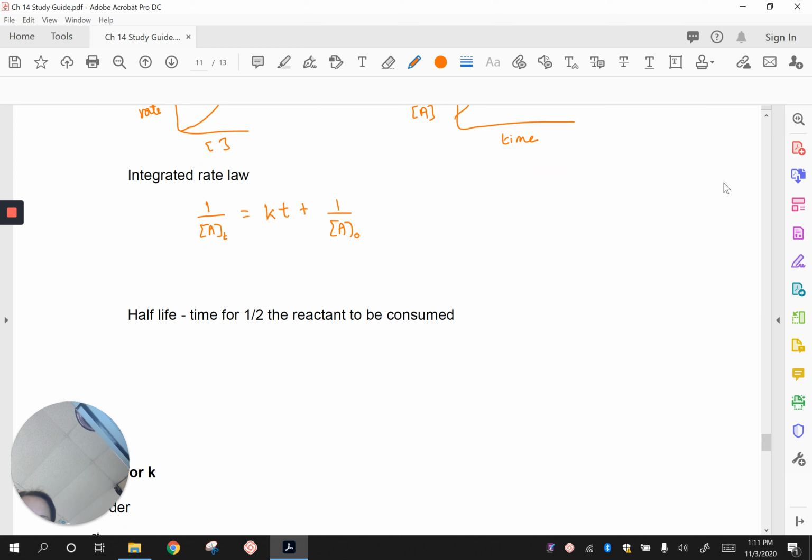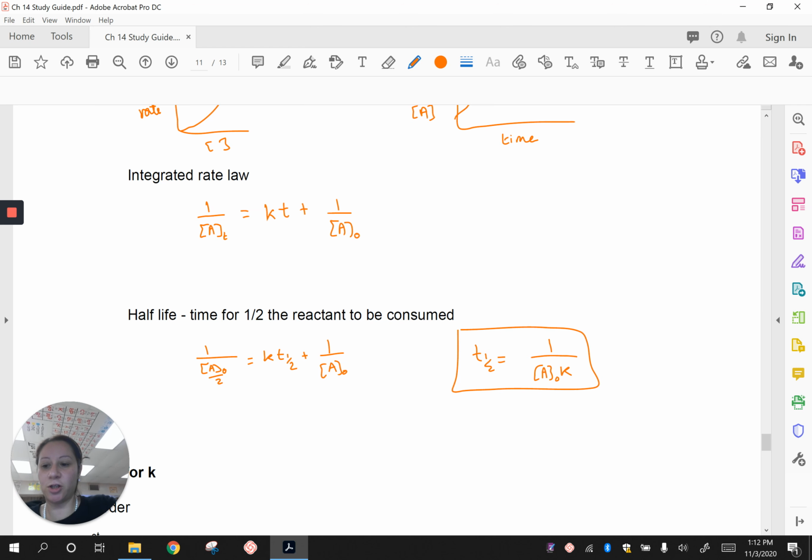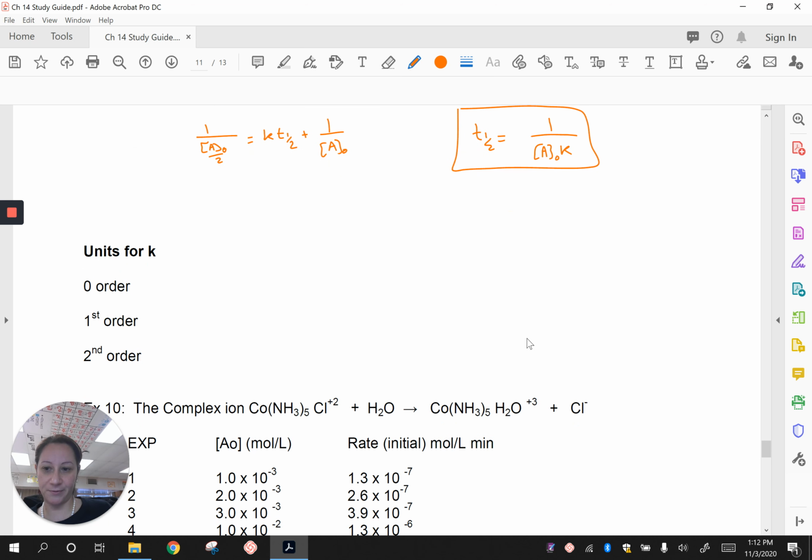For the half-life, we're going to say it's 1 over the initial concentration over 2 is equal to k T1 half plus 1 over the initial concentration. And if you rearrange this, you get your half-life equation to be 1 over A naught times k. Again, the half-life equation for zero and second order, you would use those in our notes and on our worksheets, but on the test and on the exam, we're only looking at first order half-lives.